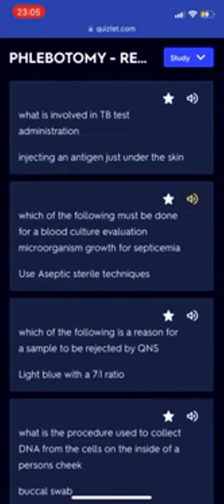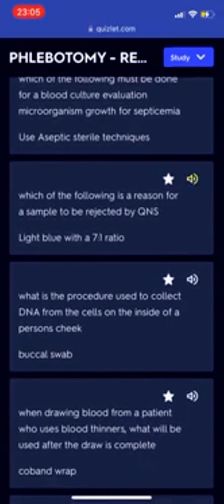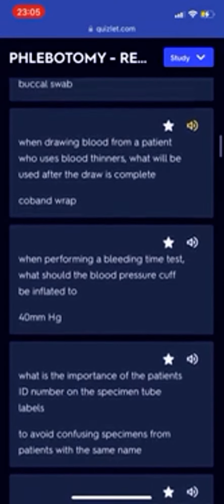Which of the following must be done for a blood culture evaluation? Microorganism growth for septicemia. Use aseptic sterile techniques. Which of the following is a reason for a sample to be rejected by Q&S? Light blue with a 7:1 ratio. What is the procedure used to collect DNA from the cells on the inside of a person's cheek? Buccal swab.